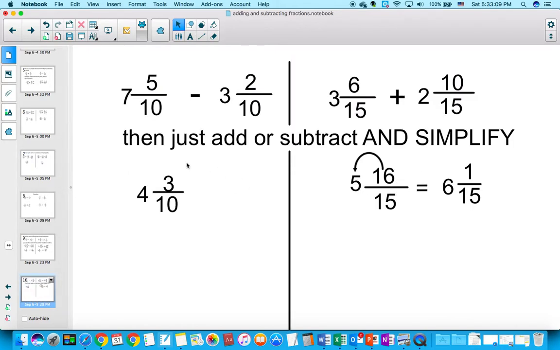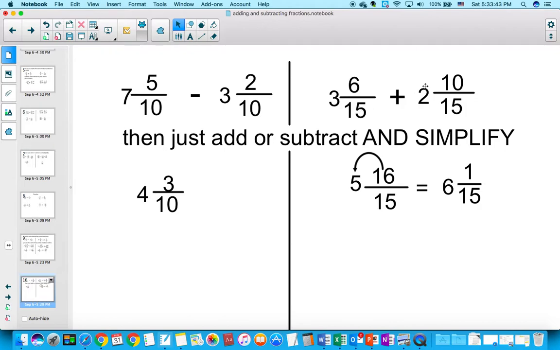Then I can just add or subtract, right? So again, 5 over 10 minus 2 over 10. Well, now you can deal with the whole numbers. 7 minus 3 is 4. So that's your new whole number. And then I have the denominator. Don't touch it. Don't change it. Leave it alone. It's a 10. 5 minus 2 is 3. That's it. Can I make this simpler, though? Well, not really, right? So I leave it alone.